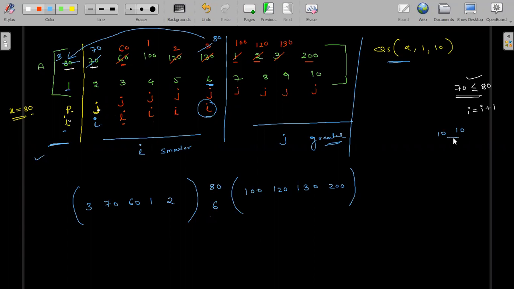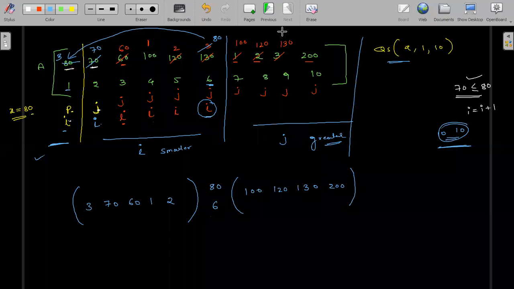Yes or not? Correct, Nidhi? 10, 10. Basically, they will come side by side. Apart from that, you will not get anything. If it is lesser than the pivot element, it will swap. Correct or not? That is exactly what is going to happen. Nothing special in this.